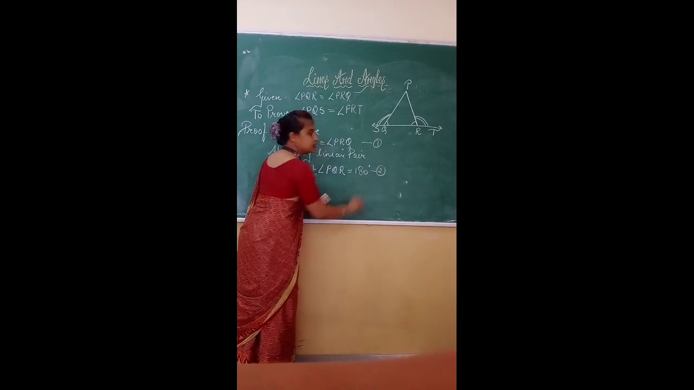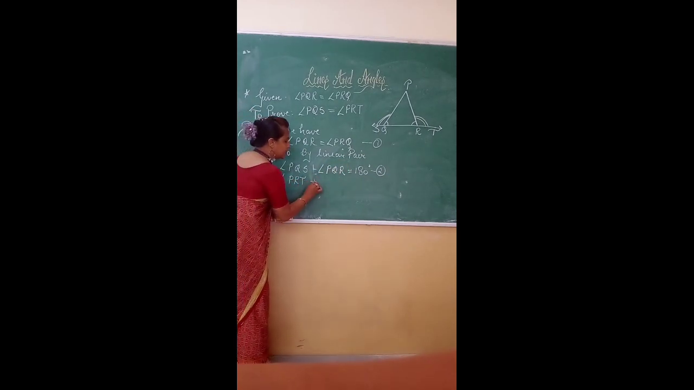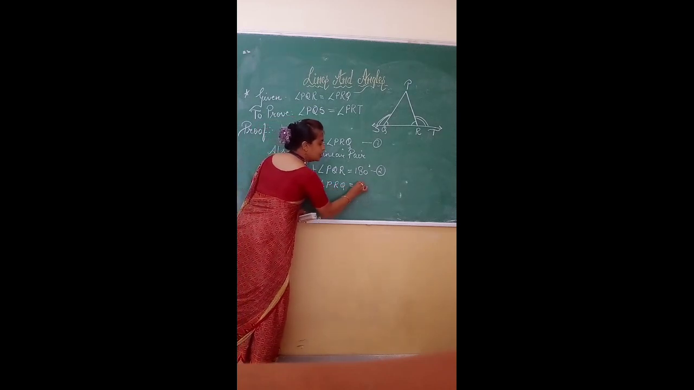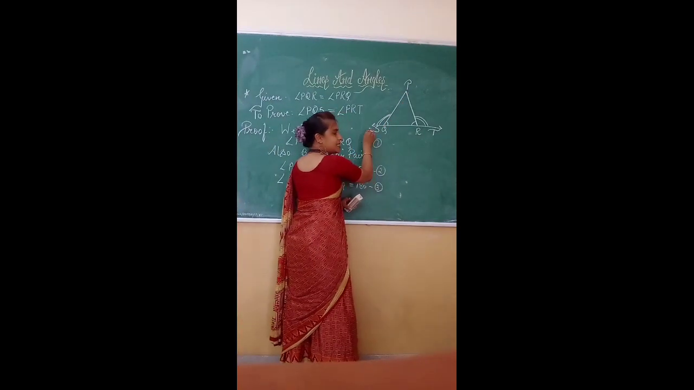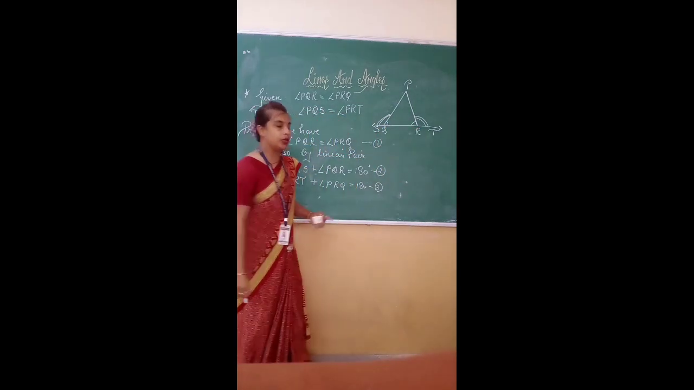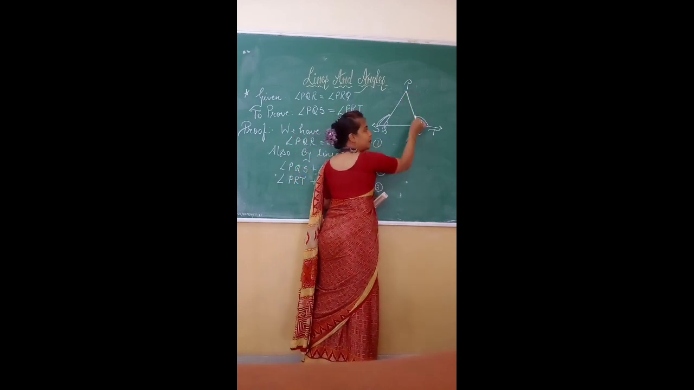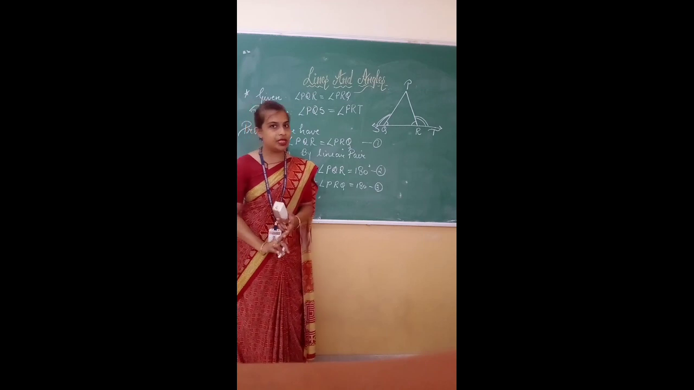Let us consider this equation number 2. And angle PRT plus angle PRQ is also equal to 180 degrees. Let us consider this one as equation number 3. Angle PQS plus angle PQR, the sum of these two, will be equal to 180. Again, angle PRQ plus angle PRT, the sum of these two angles, also equals 180 degrees.